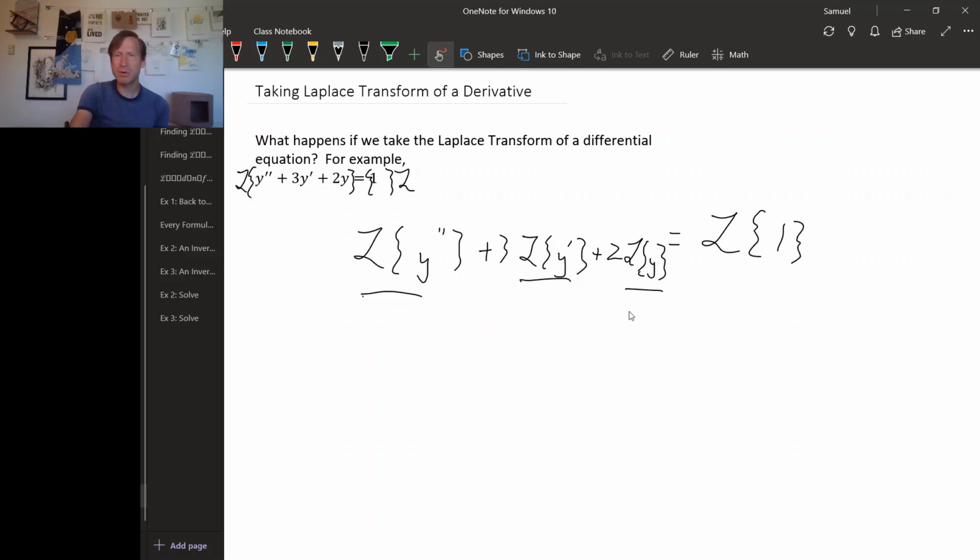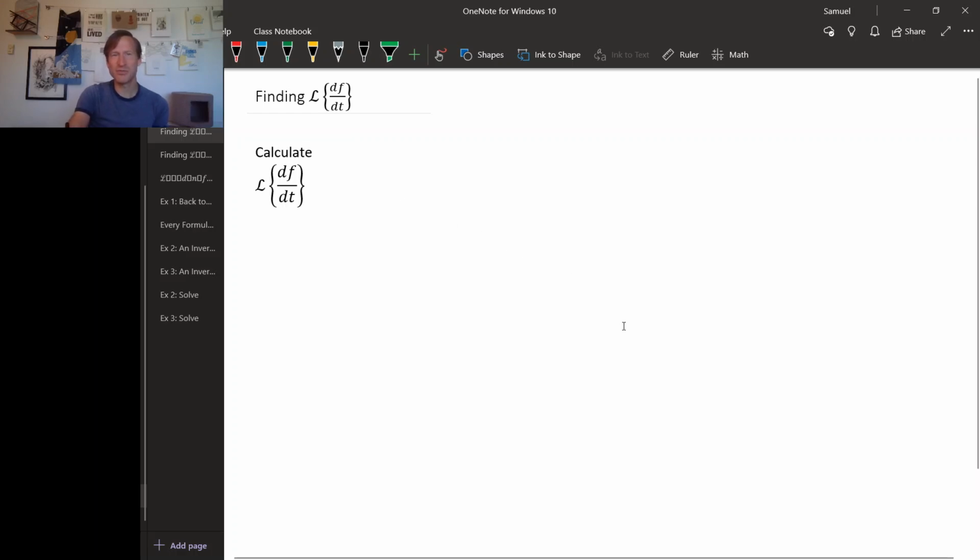So to make progress on this idea, to see if the Laplace transform really is useful for working with differential equations, we need to know what the Laplace transform does to the derivative of a function, right? What is the relationship between these Laplace transforms? So to work that out, let's find the Laplace transform of the derivative of a function.